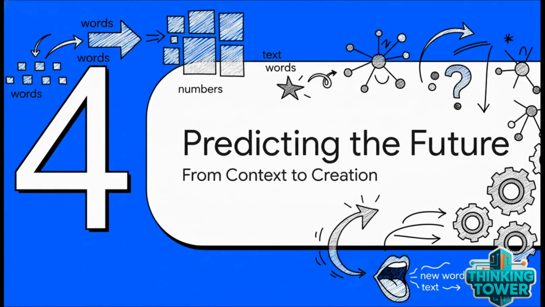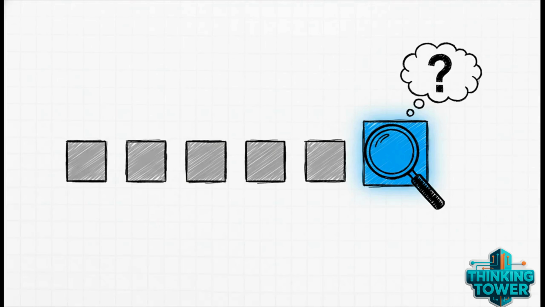All right, so we've turned words into numbers and we've given them context. But how does any of that lead to creating new words? Well, it turns out this whole incredibly complicated process has one single-minded goal. After all of that processing, all those layers of attention and refinement, the model focuses on just one thing, the very last vector in the sequence. The idea is that this final vector has absorbed all the information from the entire prompt and now holds the key to predicting what should come next.